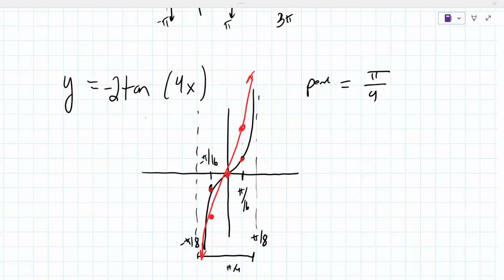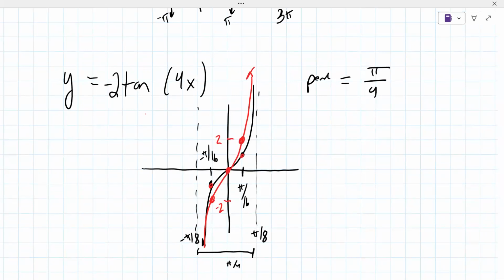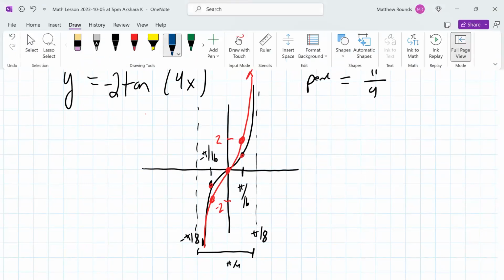Wait, question. Oh, did I go... I'm just implementing the 2. Sorry, I put them in the wrong spot. There's so much going on here. It's just multiplication by 2. It's now 2 and -2. But then we deal with the negative. So the negative will flip it.